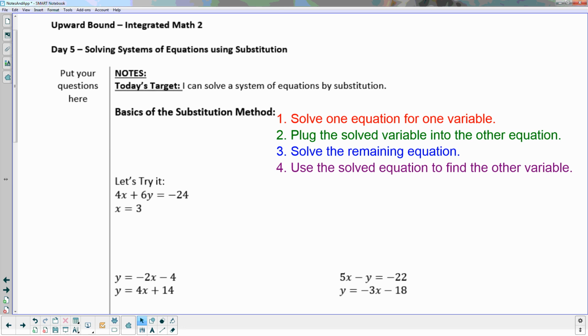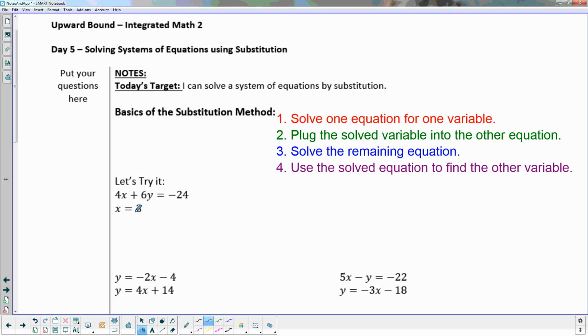This first one, I will say, is among the easier systems of equations. To look at step 1, solve one equation for one variable, that's done for us. I have right here that x equals 3. So I'm going to plug that into my other equation now. I'm going to plug it in for x. The 3 is going to go in for x.